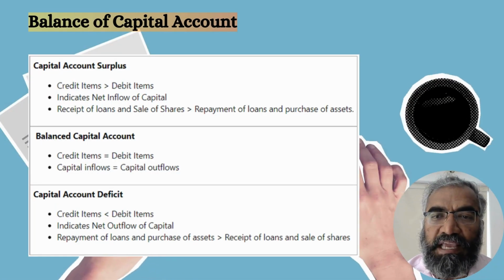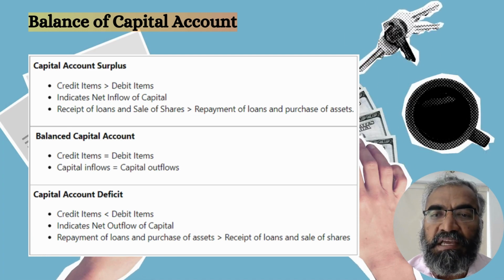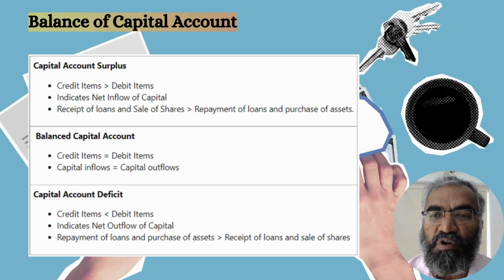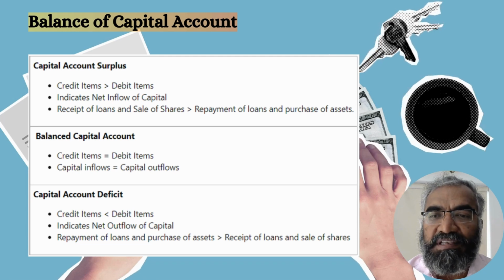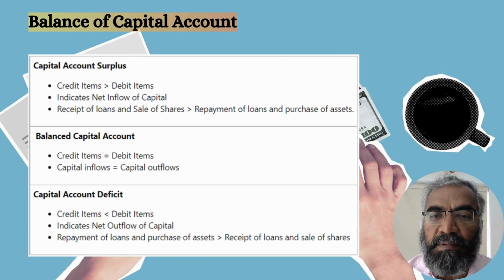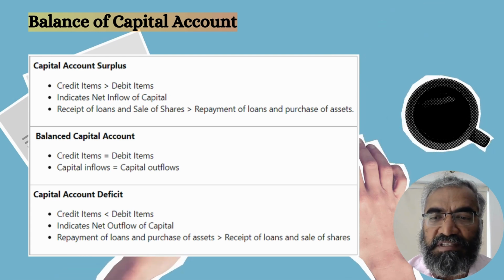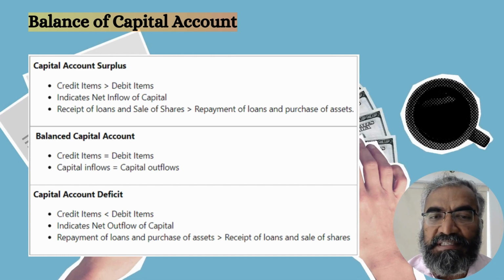Balance of capital account. Surplus: it shows credit items are more than debit items, indicates net inflow of capital. Receipts of loans and sale of shares is more than repayment of loans and purchase of assets. Balanced capital account shows credit items equal to debit items, capital inflows are equal to capital outflows. Capital account deficit: it shows credit items are less than debit items, indicates net outflow of capital. Repayment of loans and purchase of assets is more than receipt of loans and sale of shares.